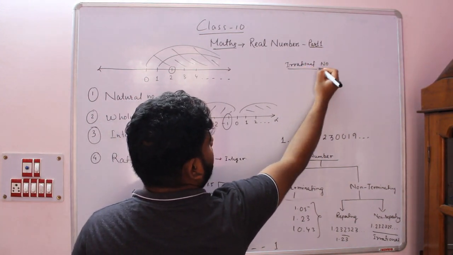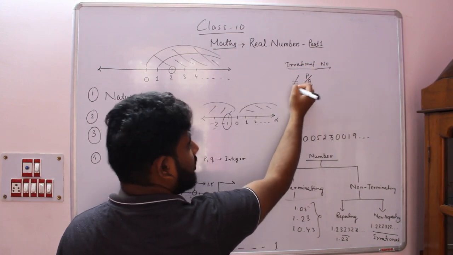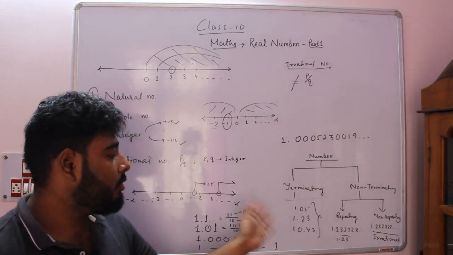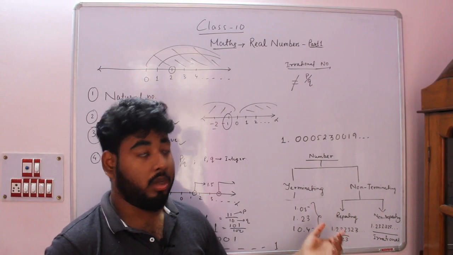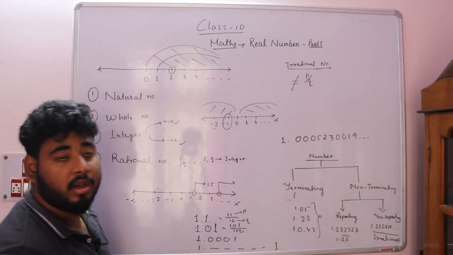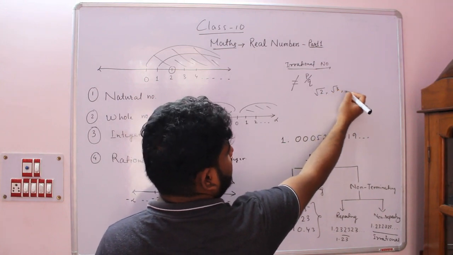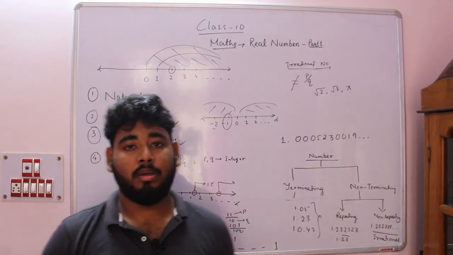Irrational numbers are those which cannot be represented in the form of p by q. Why? Because we do not know the ending digits, so we cannot express it in the form of p by q. So give me some examples of irrational numbers. We know root 2, root 3, pi. These are all irrational numbers.